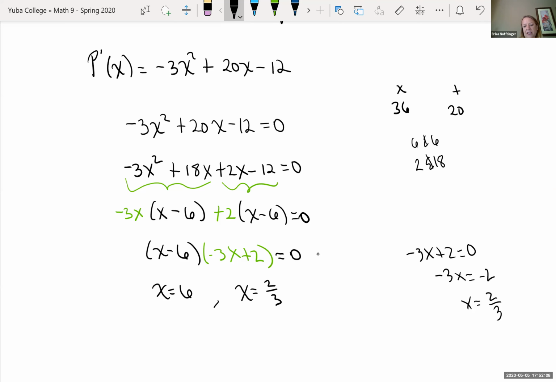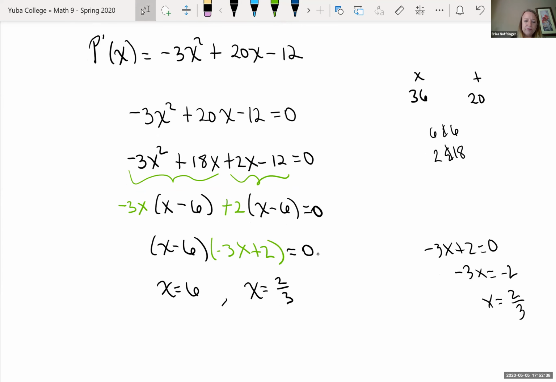Okay, so we need to see if these are maxes or mins. So we can do this a couple different ways. We had the second derivative test, and we could take the second derivative and plug those numbers in to see if they are positive or negative. If it was positive, that told us it was concave up, and that was going to be a minimum value. If we plug it into the second derivative and it was negative, then it was concave down, and we could say that it was a maximum. If we got 0, then the test was inconclusive.